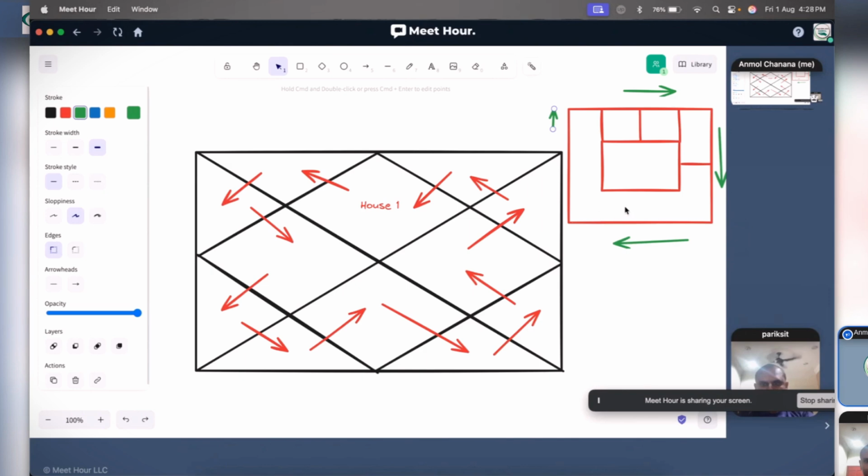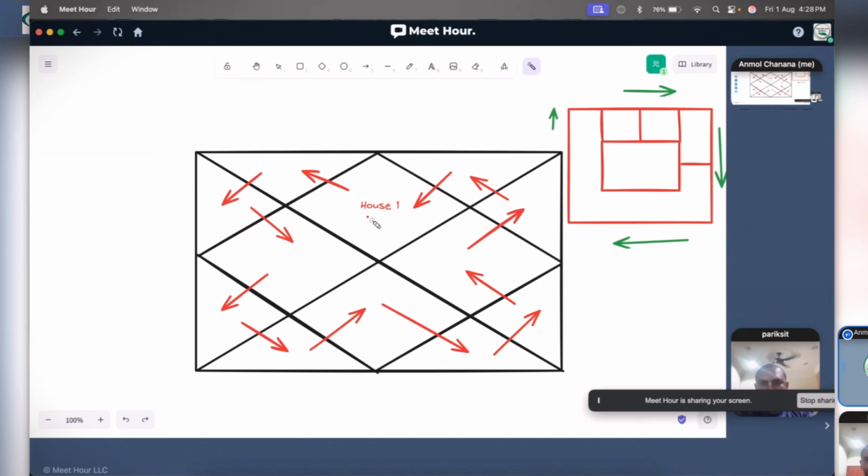In North Indian style, you must have seen some charts have one written here, some have five written here, some have six written here, some have seven written here. That means the zodiac signs are moving. The significance of the house will always be the same. Understood? Okay.